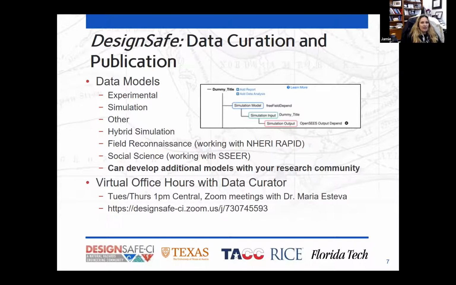Some of the data models available through DesignSafe include an experimental data model, one for simulation-based research, and one for hybrid simulation. A field reconnaissance data model is being developed in collaboration with the NHERI RAPID facility, and a social science data model is being developed in collaboration with SSRC.